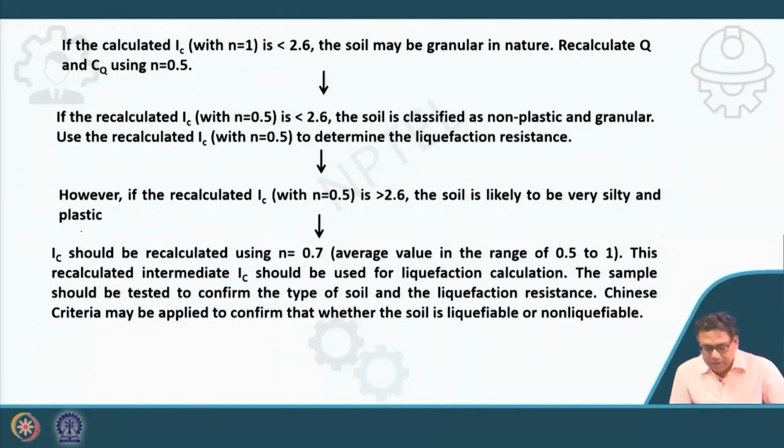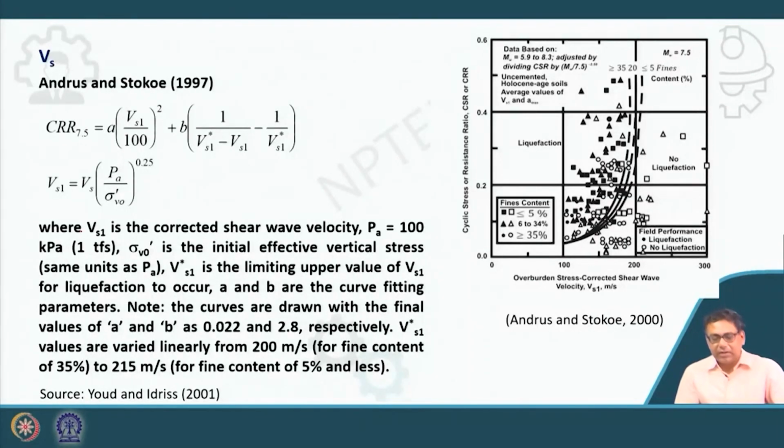Clear? Okay. So now I will go to the third method, that is by Vs, velocity of shear wave. Now this is the chart for this. So from these equations these charts, these lines are developed. Actually from this equation this is developed. So this is for less than 5% fines, this is 20% fines, this is 35% fines.